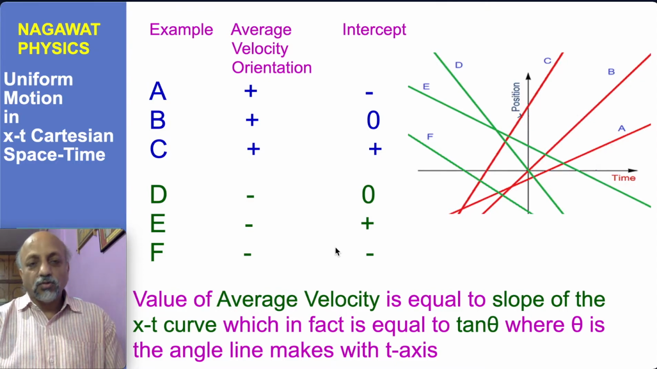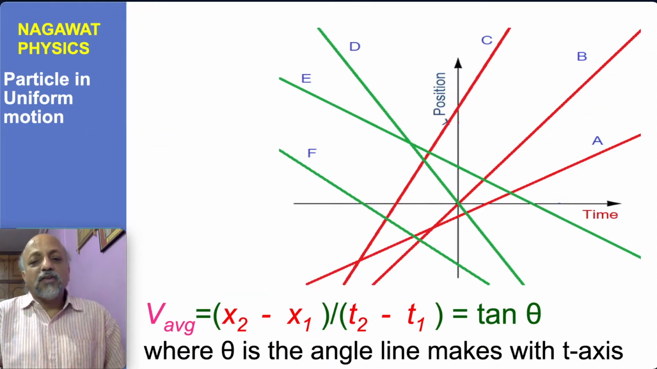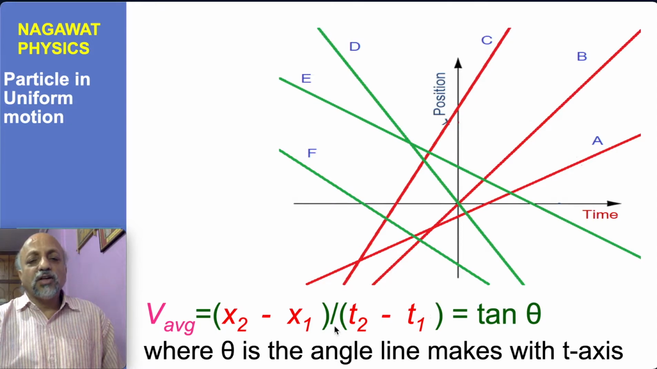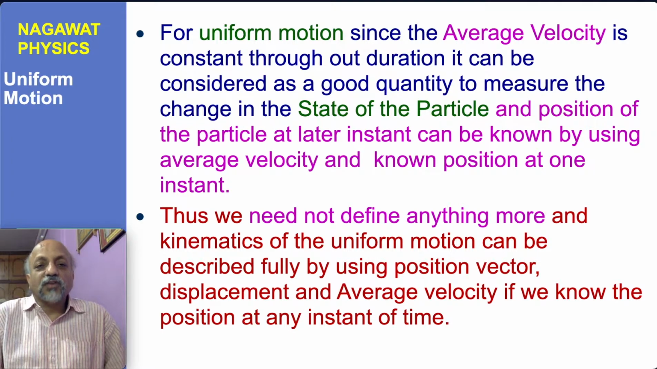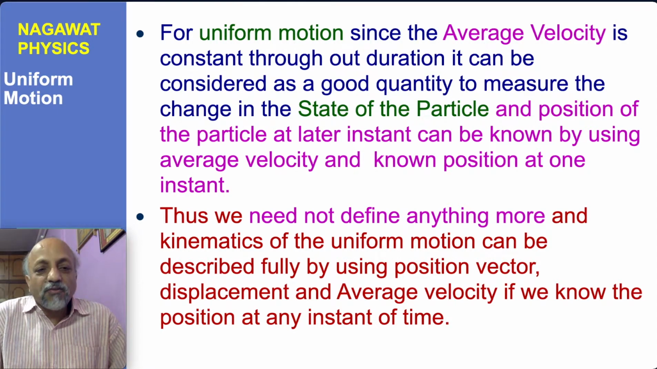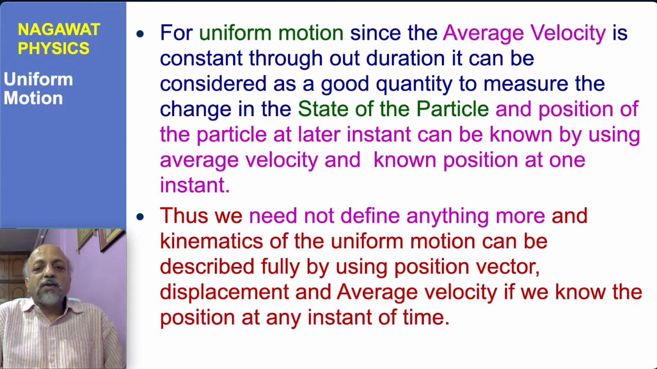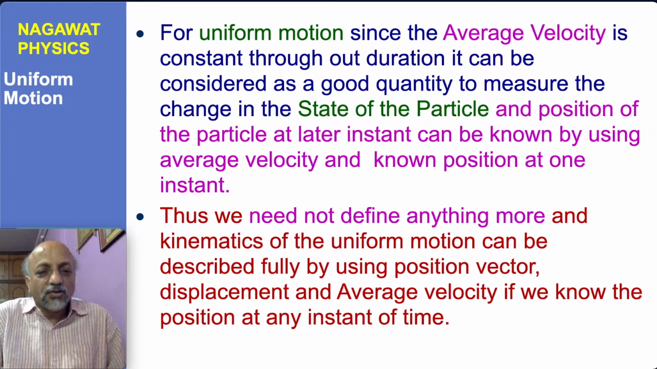So with this concept of average velocity, summing up, if you measure at two instants t1 and t2 that the positions are x1 and x2, the average velocity will be given by this, and it is always equal to tangent of theta, where theta is the angle which the line makes with the time axis. For uniform motion, since the average velocity is constant throughout the duration, it can be considered a good quantity to measure the change in the state of the particle, and the position of the particle at any later instant can be determined using the average velocity, if you already know the position at one instant.